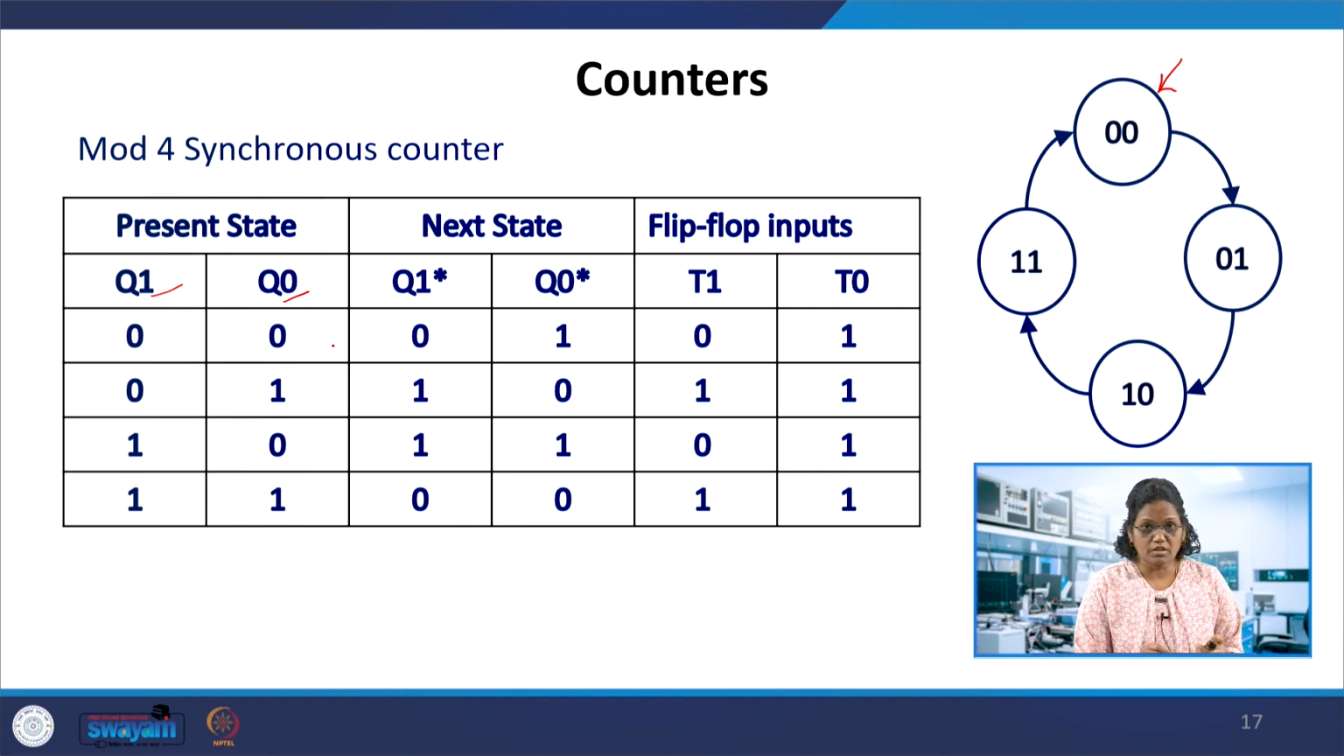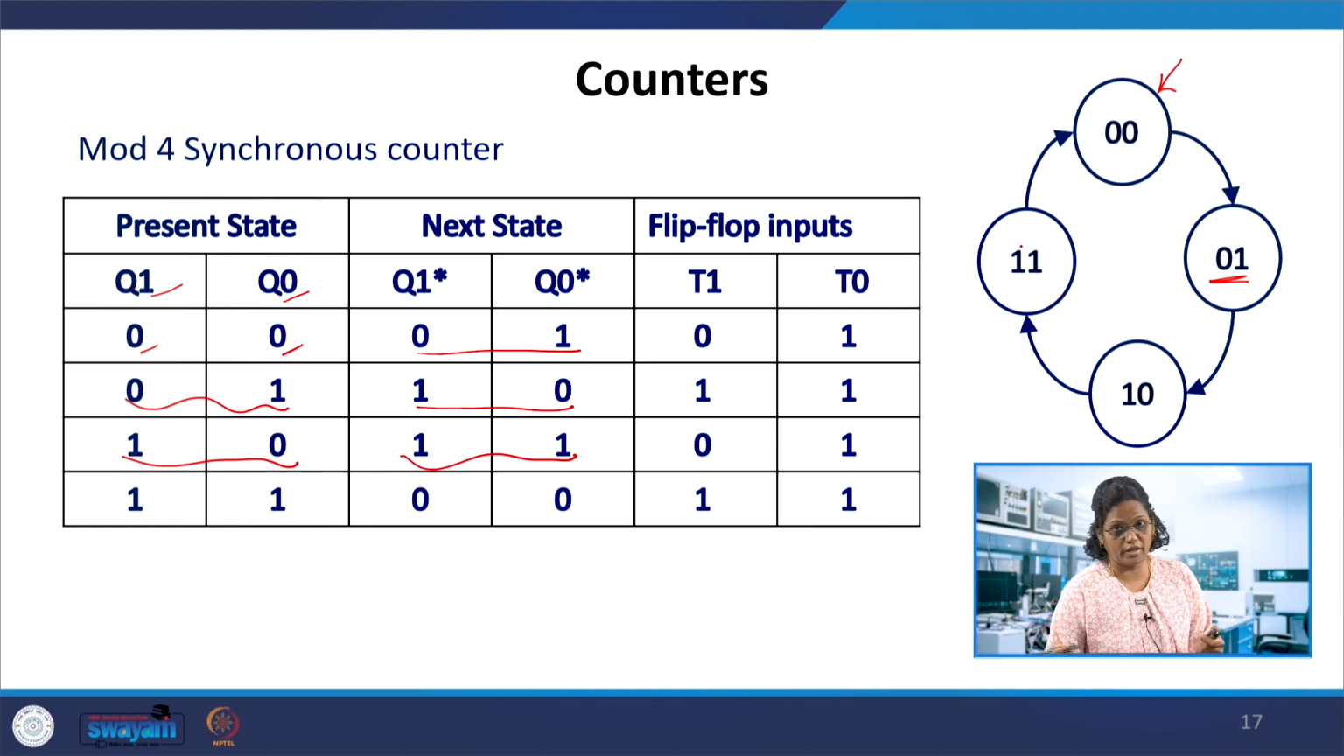Suppose the present state is 00. According to our need, the next state should be 01, so we have made this 01. Suppose the present state is 01, then the next state is 10. If the present state is 10, it moves to 11 according to this diagram. It can be any change, so the next state would change accordingly. And if the present state is 11, it moves to the next state 00. So it counts that way.